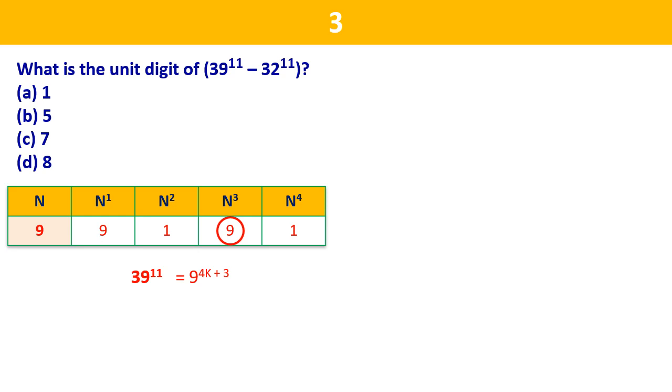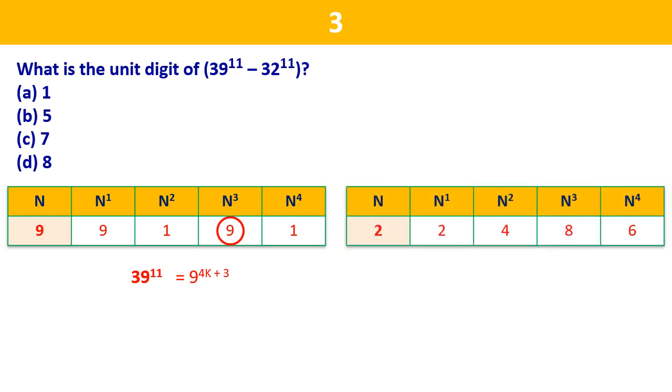Okay. Now considering the second number 32 to the power of 11 means I need to consider the power cycle of 2, and the number 2 can be written as 2 to the power of 4k plus 3, because it is 8 plus 3.